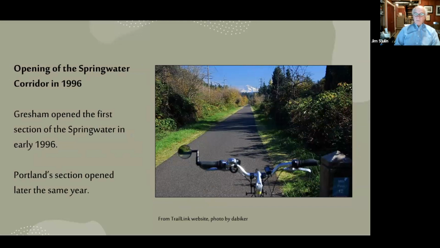After the acquisition of the Springwater course, it took a few years to find the funds to develop the Springwater Corridor Trail, but we got it done in 1996. And the city of Gresham stepped up and opened up the first section within the city of Gresham city limits in the earlier part of 96, and then the Portland section opened up later the next year. And this is an iconic photograph of the Springwater Corridor running east through southeast Portland and through Gresham, right at Mount Hood in the distance.